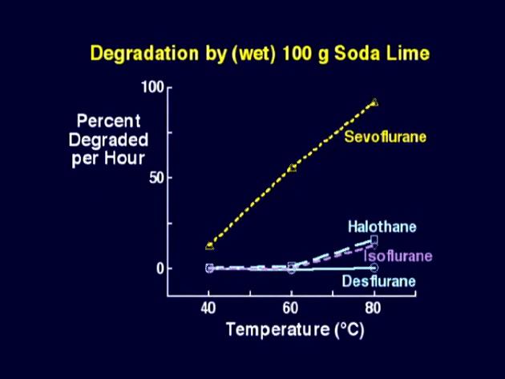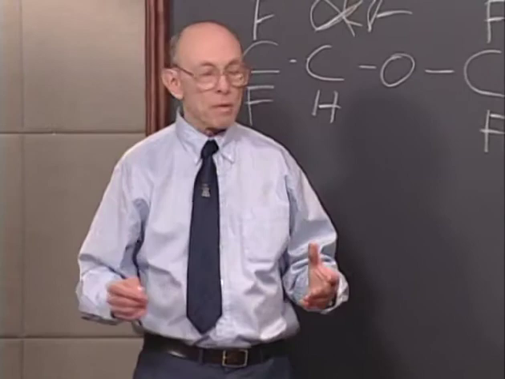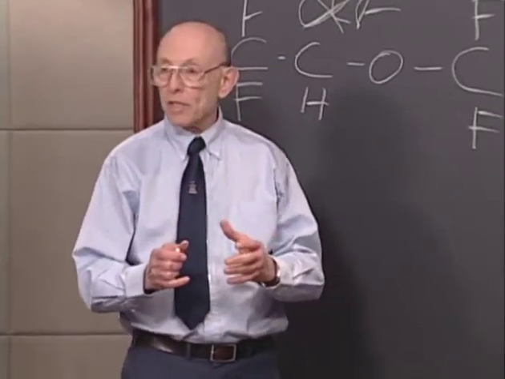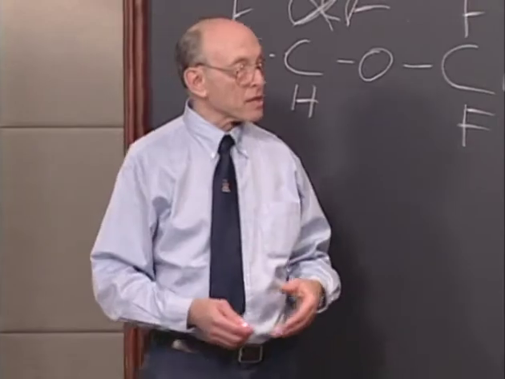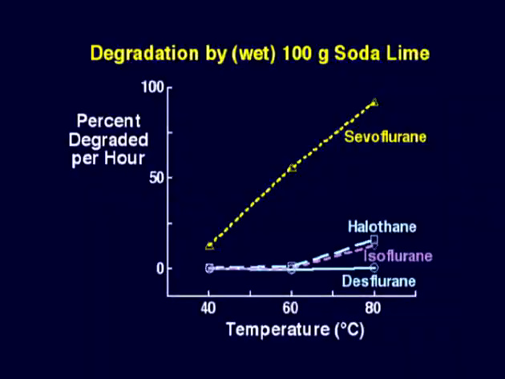The stability of the fluorinated anesthetics is greater in the presence of absorbents, such as the ones that remove carbon dioxide from the gases our patients breathe. This is from a study that we did in which we simply put 100 grams of soda lime in a bottle that had a 600 mL capacity, and we added some anesthetics, and then we noted how much of the anesthetics degraded in each hour. We found in a comparison of these two anesthetics, isoflurane and desflurane, that desflurane was more stable.